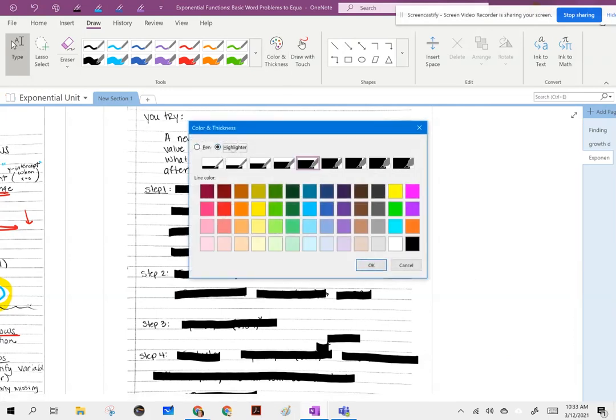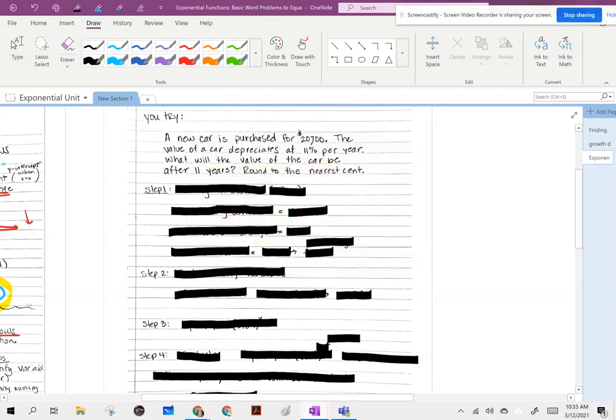Okay, so let's go ahead and take a look at reading and marking the text. We've got a new car, and it's purchased for $20,700. The value of the car depreciates at 11% per year. What will the value of the car be after 11 years, round to the nearest cent?